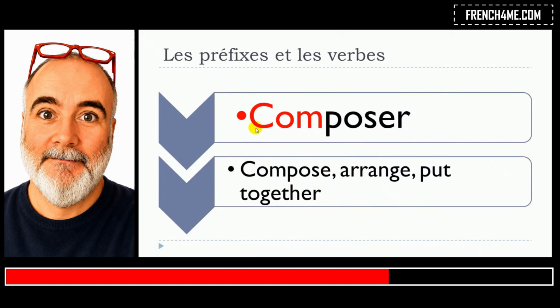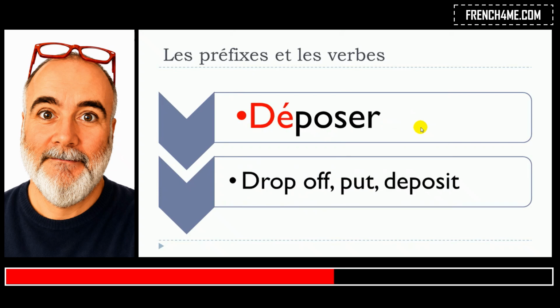So it's possible to add this com prefix, composer. Okay, composer. All right, and you've got here the translations of this verb. It's also possible to add the prefix d, accent aigu, d, and you get déposer. All right, déposer. And here you can find what it means in English. Okay, déposer.